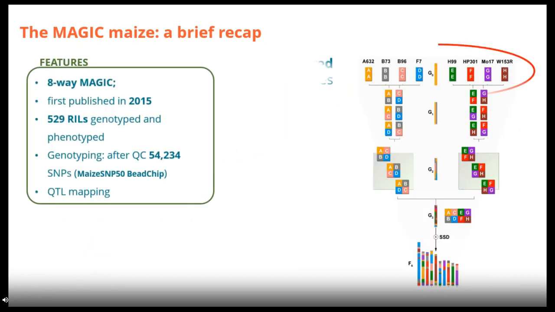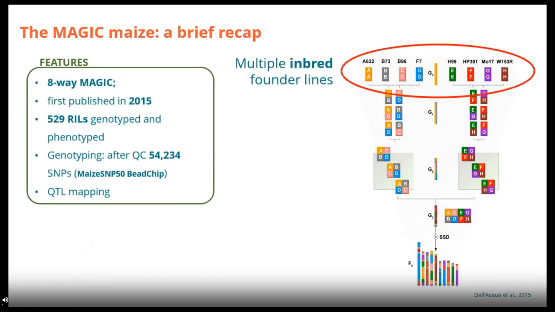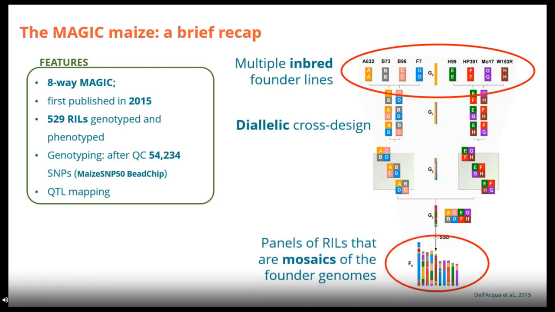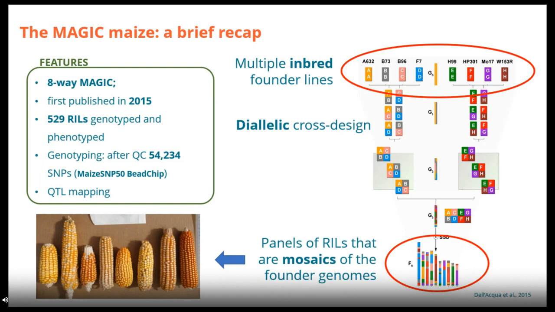So now we start talking about our maize MAGIC. It is an 8-way MAGIC that was first published in 2015. Here you see the multiple inbred founder lines that were crossed using a diallel cross design, and after crossing the 2-way, 4-way hybrids, obtaining 8-way hybrids, and after several generations of selfing by single seed descent, we obtain a panel of RILs that are a mosaic of the founder genomes, and as you can see, we can find a lot of phenotypic diversity.